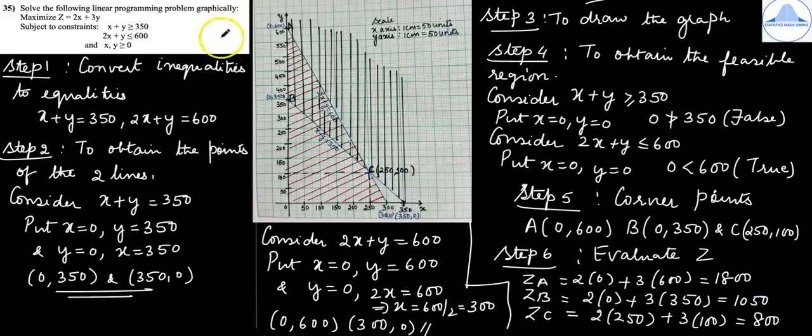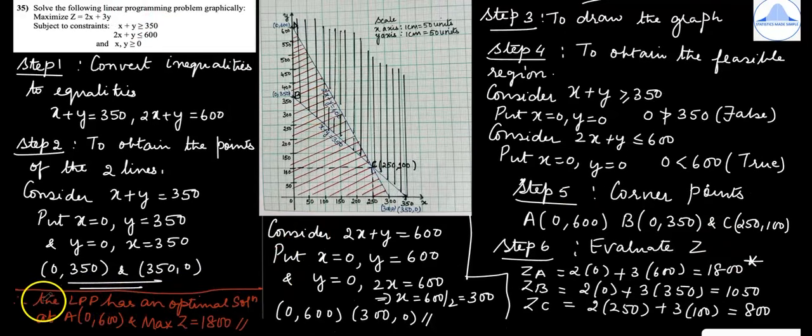Now, because this is a maximization problem, among the Z values, we should find out which is the maximum or the largest value. So the maximum value is 1800.